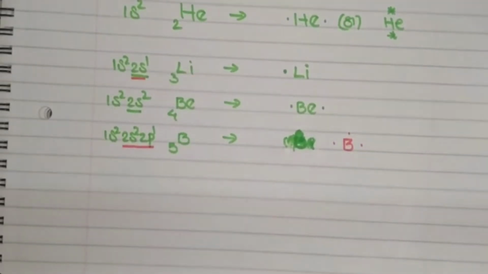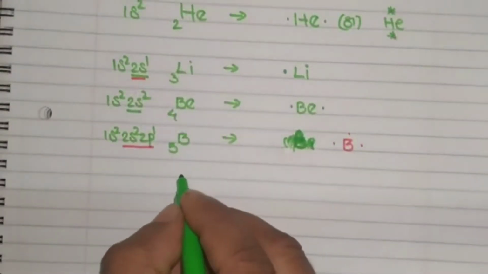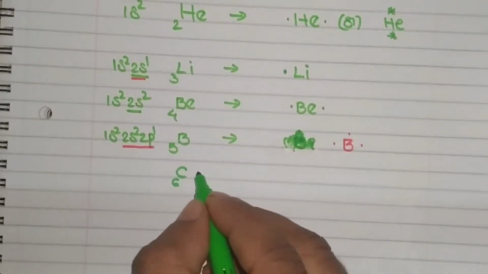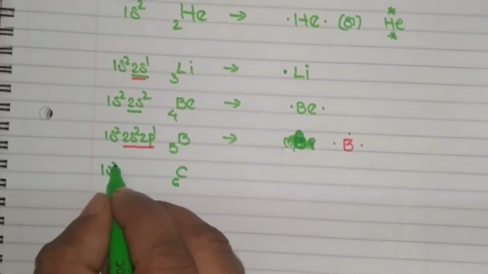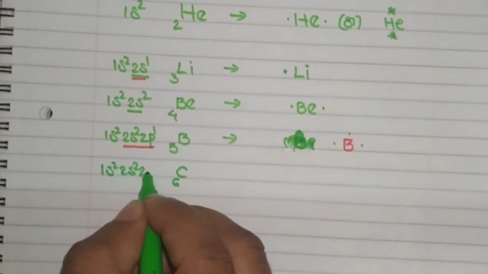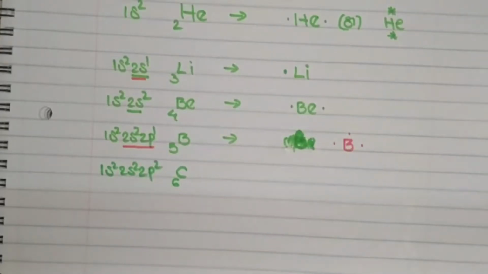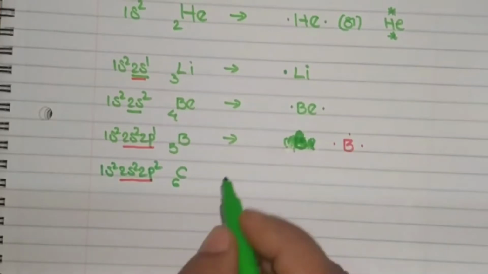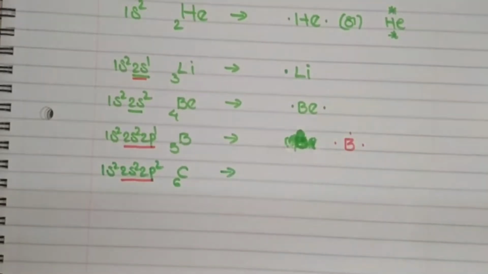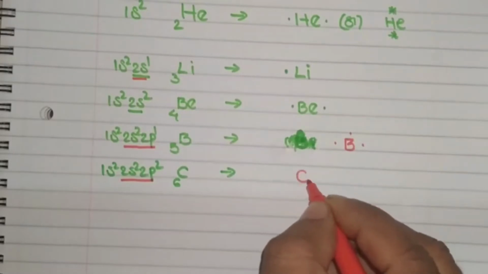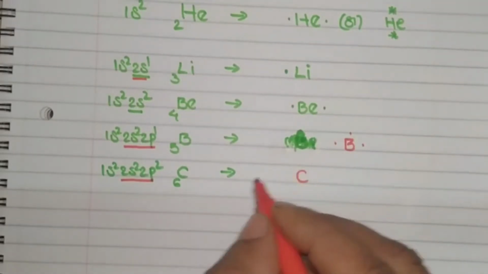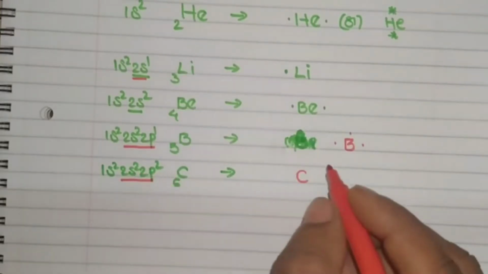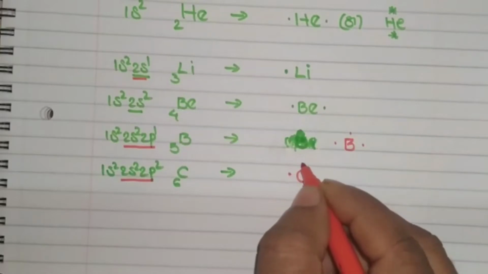Next, carbon. Carbon, atomic number 6, and its electronic configuration is 1s2 2s2 2p2. The 2s2 2p2 is the valence shell, right? That's why you should draw the carbon symbol; first you write the symbol and 4 dots. How many dots? 4 dots are there. 4 electrons are there. The 4 electrons are indicated like this.